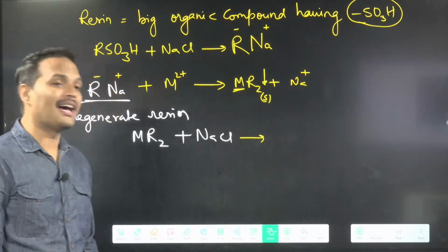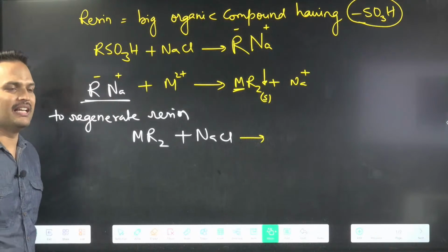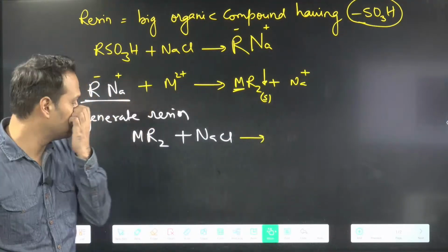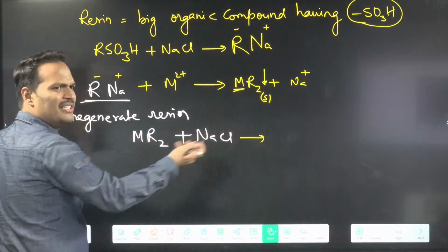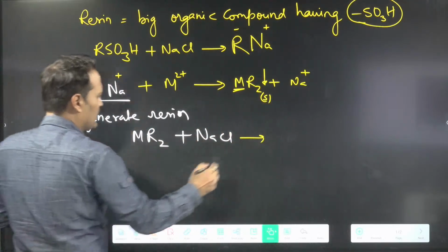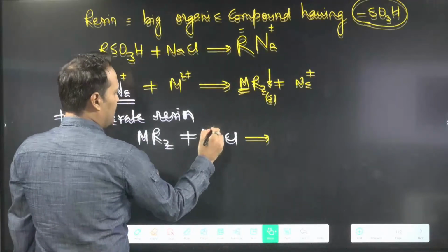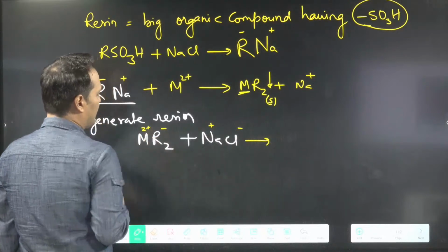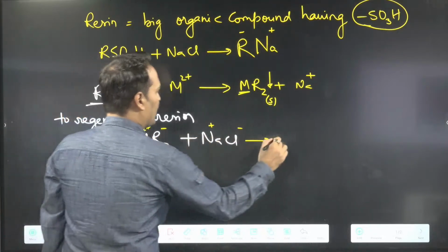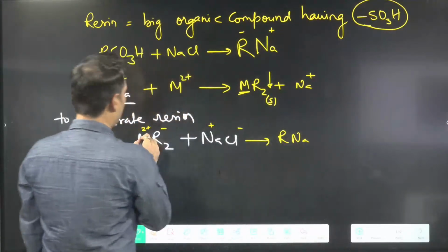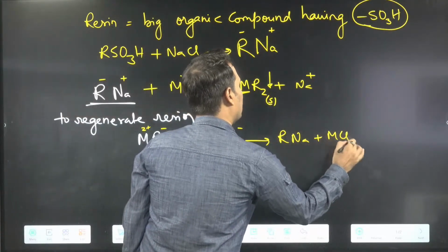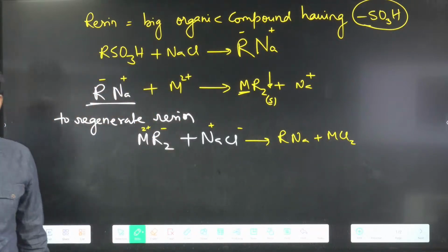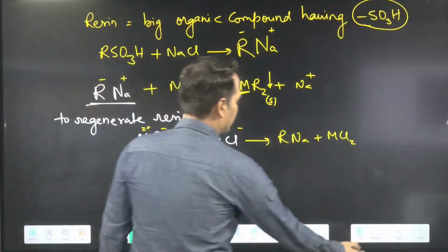So RNa is there, keep in mind RNa is there. Na plus R minus. R minus will take M2 plus. Can you do this? Just a displacement, I have to get this back. So what will happen? Na plus Cl minus, M2 plus R minus. Na plus goes to R, M2 plus takes the Cl minus, giving MCl2. Done. So I have my RNa back. Clear? A simple thing.